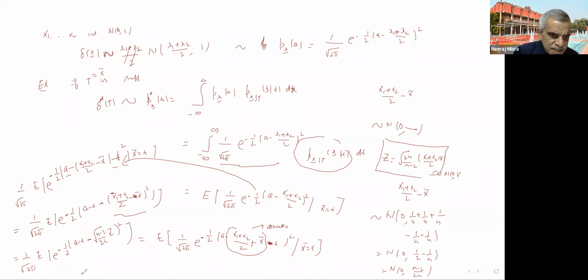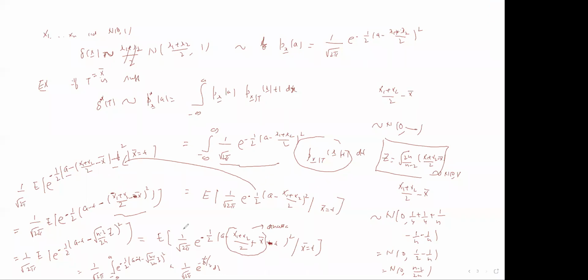Now you can calculate this. This is 1 by root 2 pi. Z is normal 0, 1, so it is e to the power minus half (a minus t minus root n minus 1 by 2n z) whole square, into 1 by root 2 pi e to the power minus z square by 2 dz. Now you can make this a perfect square, right? Because there's a z square over here and z square over here. You can make it a perfect square, solve it, and then you can get the PDF. Is that okay? So you get a PDF which is again normal.